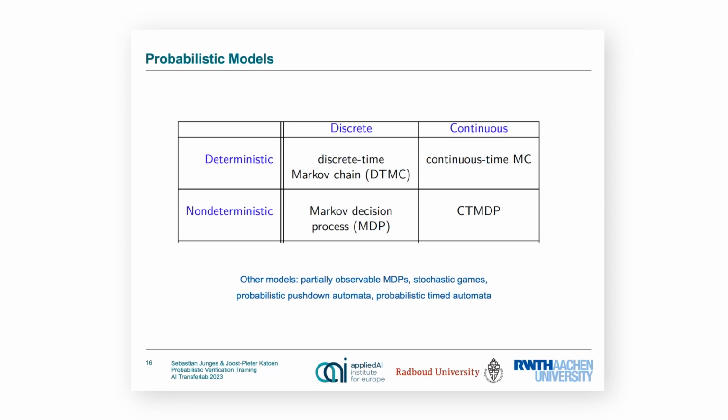Now, there are many other models out there. I mean, there are, for instance, in AI, what is frequently used are things like Bayesian networks, but Bayesian networks are basically equivalent to Markov chains. You also have partially observable MDPs. Well, they are a kind of infinite state MDPs. You have stochastic games. You have probabilistic pushdown automata, which are a kind of infinite state Markov chains, and so forth.